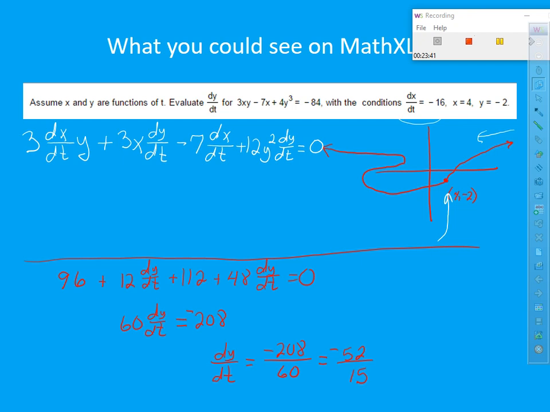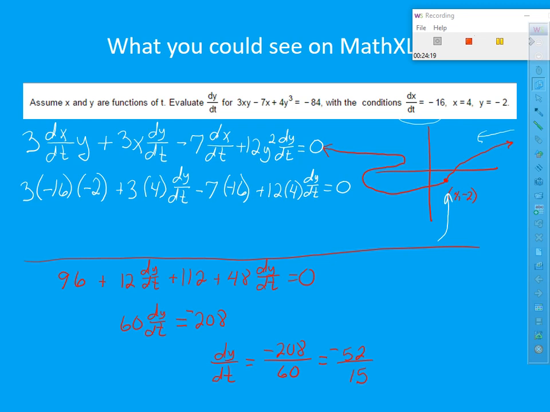Now the calculus portion's done. I'm going to sub in numbers for dx/dt, x and y. So it's going to look like this now. I've got 3 times negative 16 times negative 2, plus 3 times my x value of 4, times dy/dt, which I don't know yet, minus 7 times dx/dt, which is negative 16, plus 12 times 4 dy/dt, equal 0.